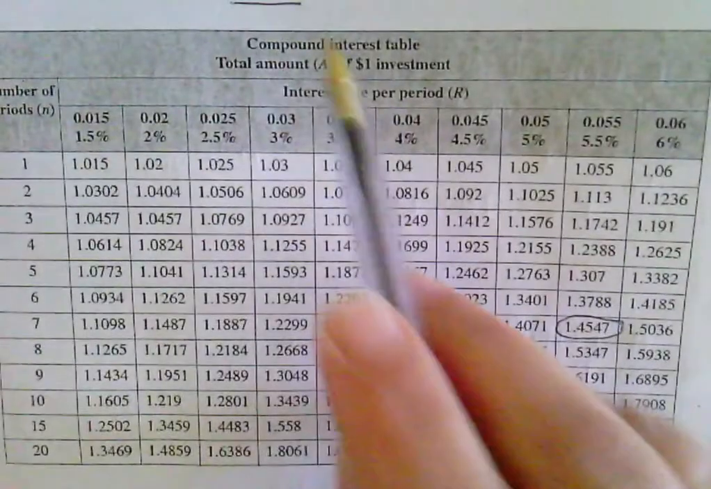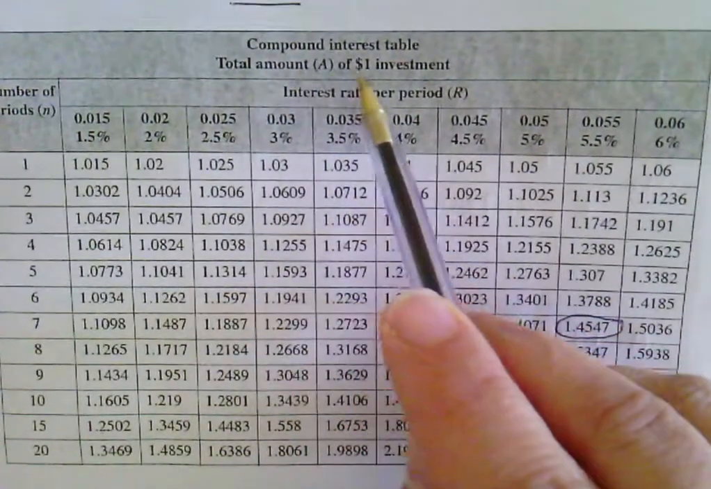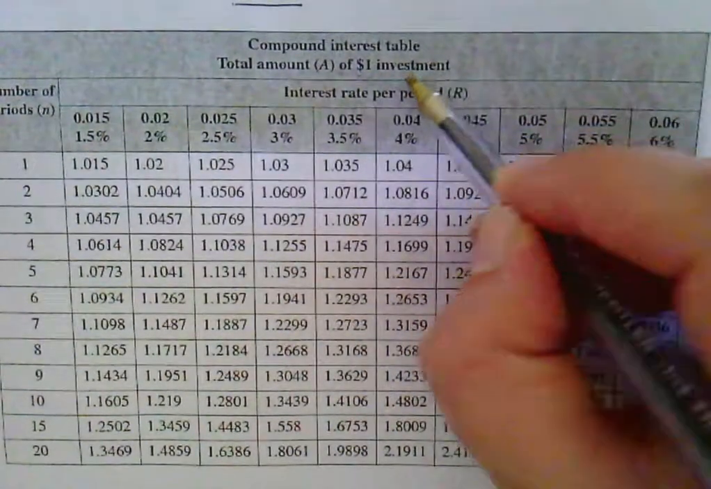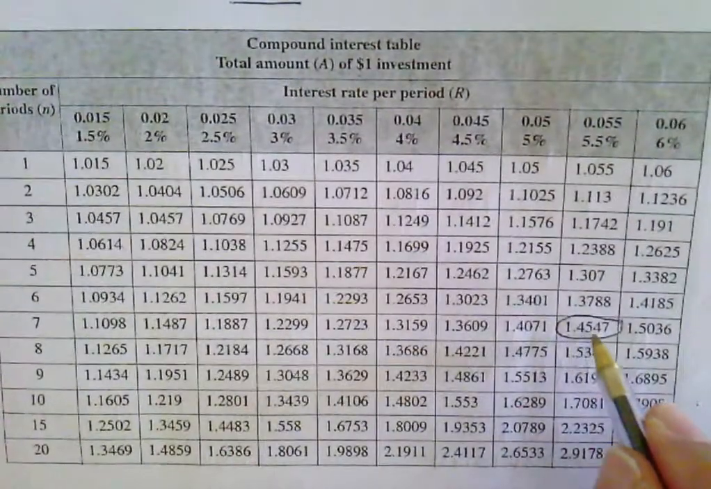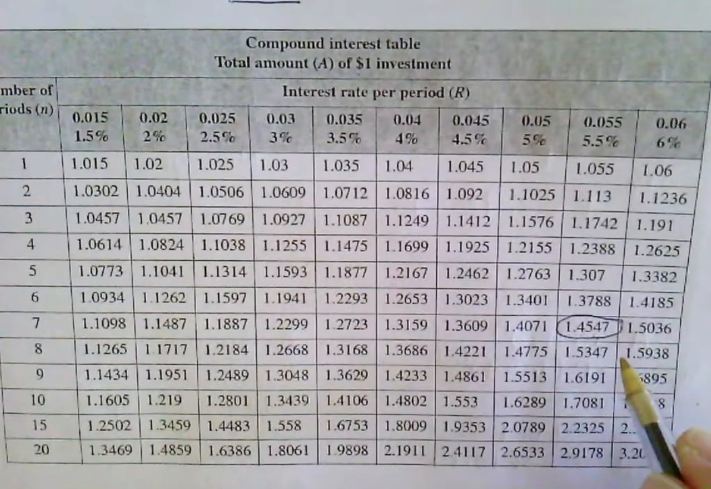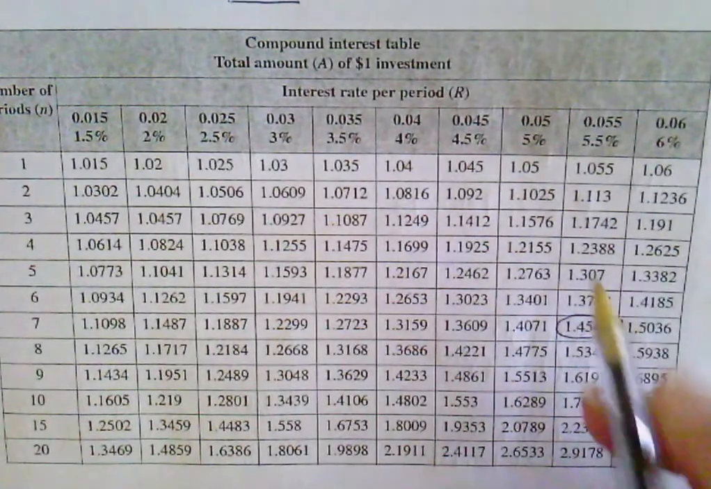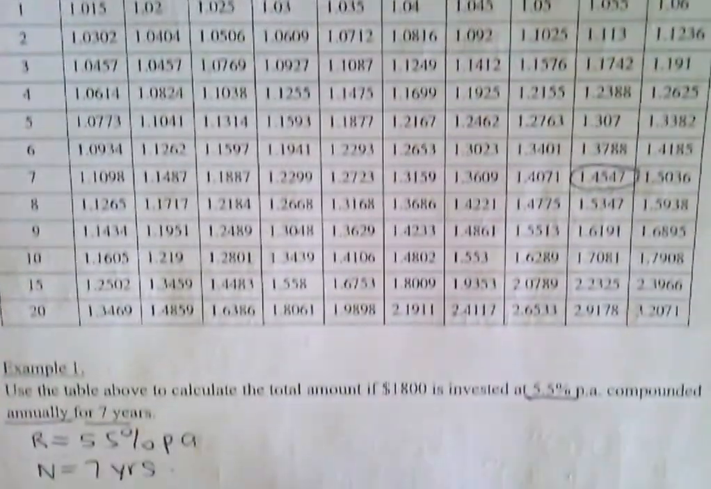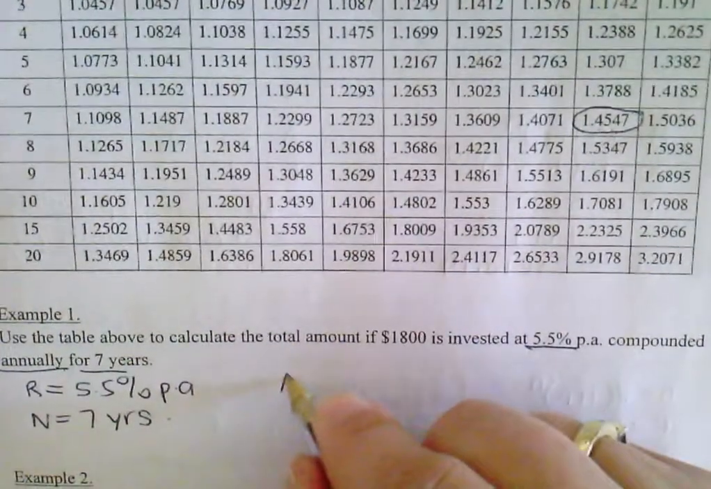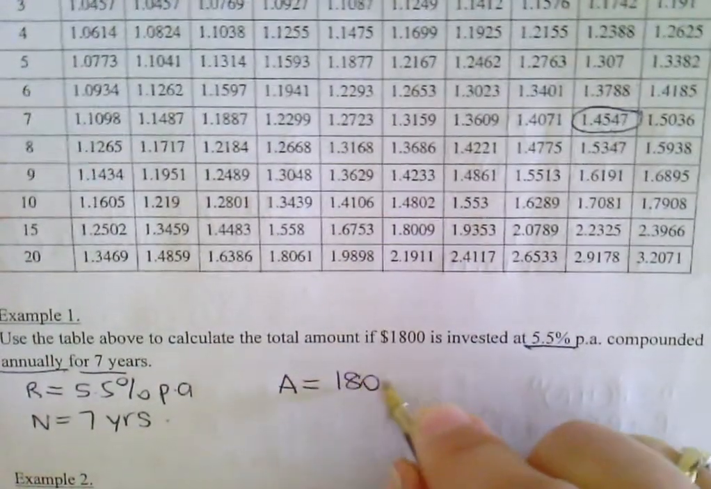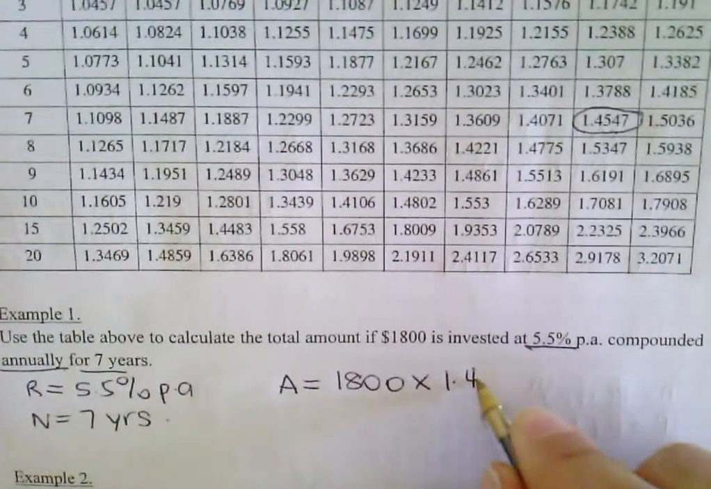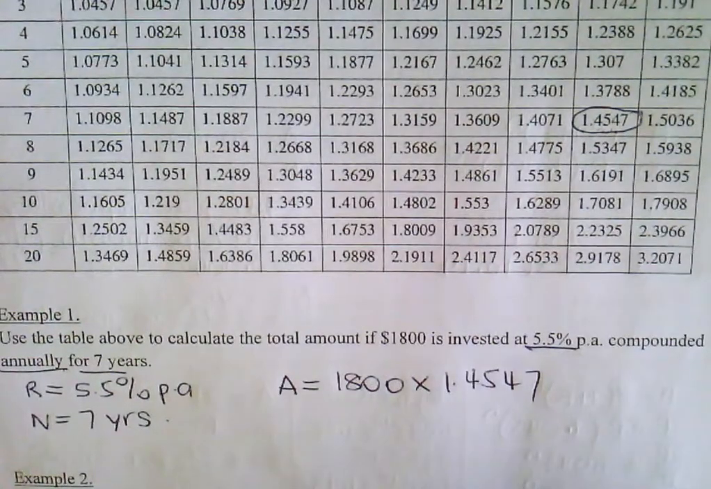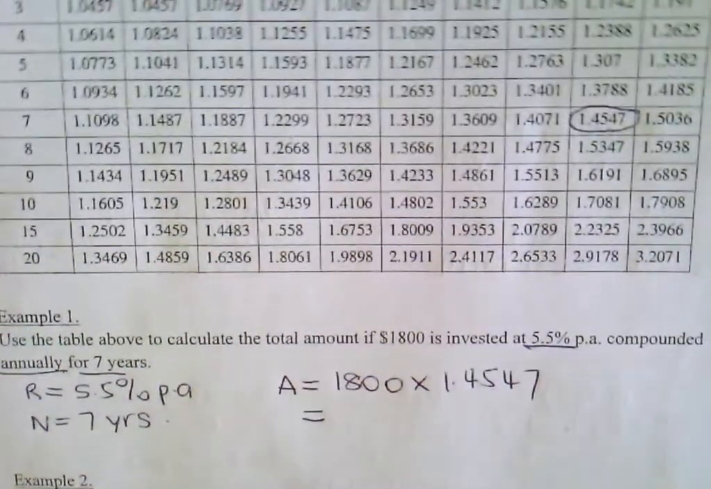Now, look at what the heading of the table says. Compound interest table. Total amount A of a $1 investment. In other words, every $1 grows to $1.45 with the extra 0.47 on the end. Every dollar grows to 1.4547. How many dollars are you investing in this question? 1800. So you just go 1800 times 1.4547. Do you get it? Shh. What do you get?